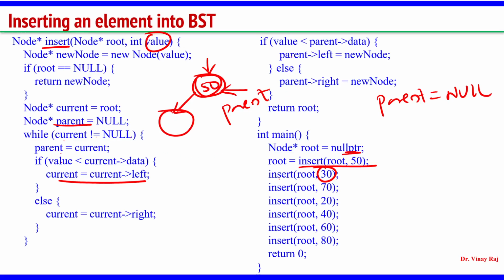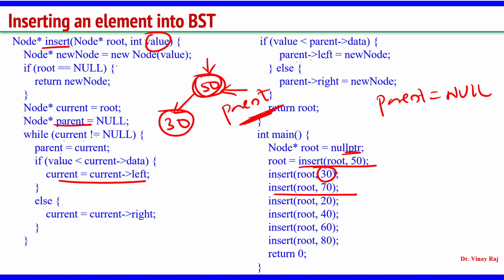Next, if value is less than parent data, parent left equal to new node. So here I will get the 30, because parent is this, right? So value is less than parent data, then parent left equal to new node. I got this. Again go, insert root 70.